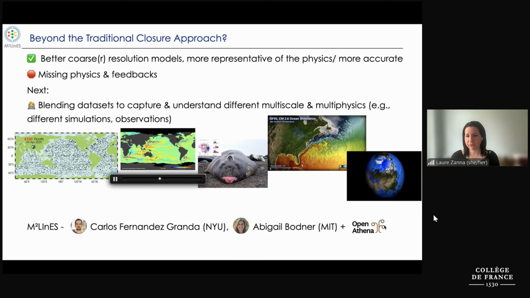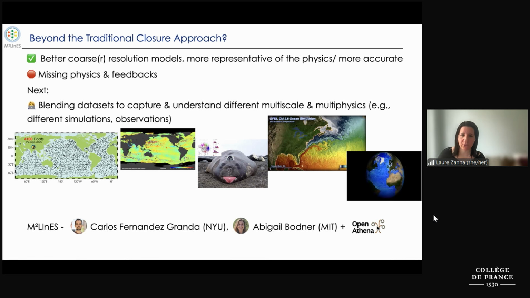So we've been working with several colleagues between MIT and NYU, but also Open Athena, which is a nonprofit that is helping us scale our models and make them faster when we want to learn from a very diverse set of data to come up with a full emulation of physical properties in the oceans. And mostly we're only focusing on physics for now, with data that comes from different sources.